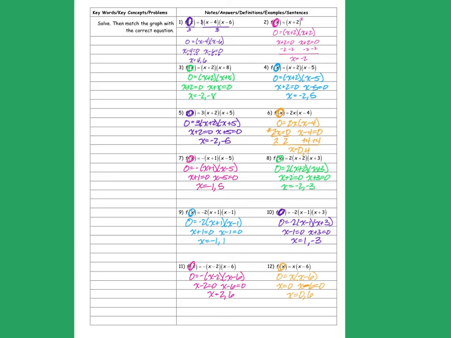Okay. So now what we're going to do is go to the next page. And this is where your homework comes in. I'm going to show you how to do one of these, and then you have to do the other 12. Other 12. If I do one, then you have to do the other 11, okay?